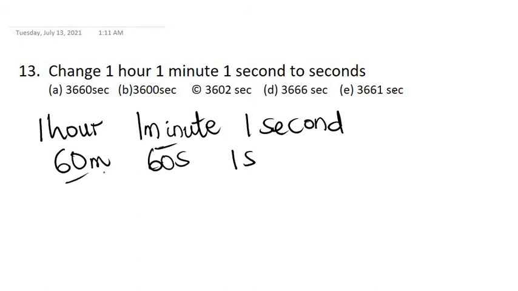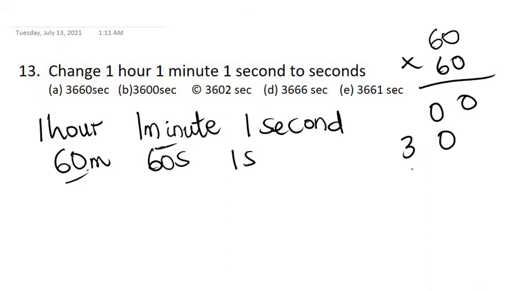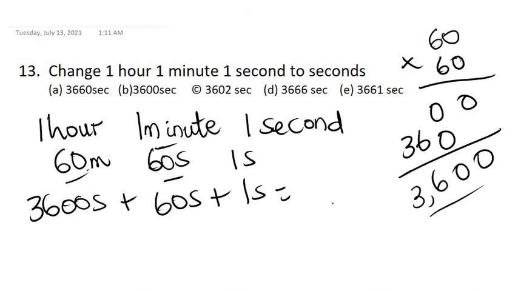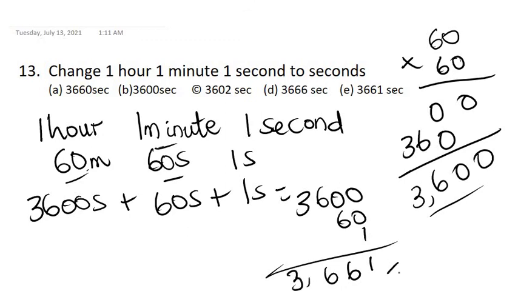Now change 60 minutes to seconds. To change to seconds, you multiply by 60. 60 times 60 will give me my answer in seconds. 0 times 6, 0, 0. 6 times 6 is 36. 60 minutes to seconds will give me 3,600 seconds. Now plus these 60 seconds plus 1 second. So 36 hundred plus 60 plus 1. We have 3,661. That's E.